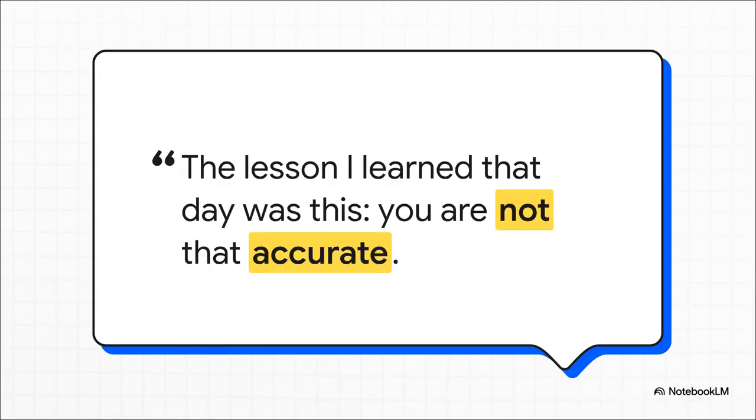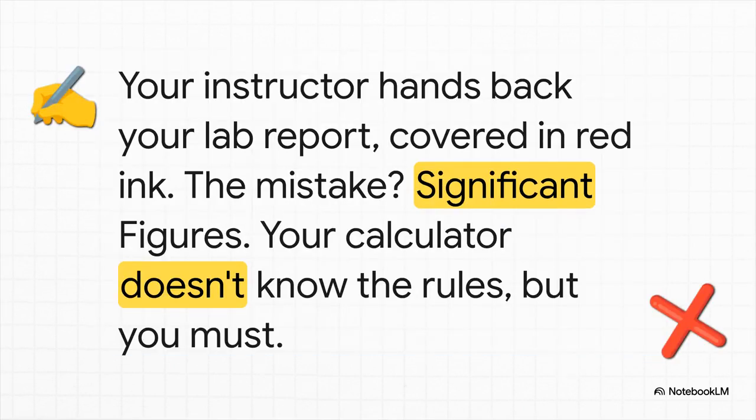So, I want to start with a quick story. There was a student, probably a lot like you, who turned in a lab report they were super proud of. They'd used their calculator for every single step and wrote down every single number that popped up on the screen. They figured, hey, more numbers means I'm more accurate, right? Well, when they got that report back, it was just covered in red ink. And the instructor's point was pretty simple. Your calculator has no idea how precise your tools are, but you have to. And this whole explainer is all about making sure that never, ever happens to you.